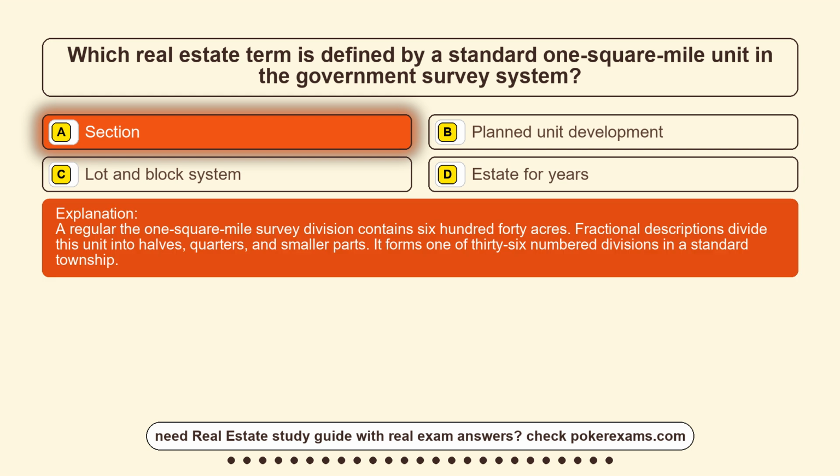A regular 1 square mile survey division contains 640 acres. Fractional descriptions divide this unit into halves, quarters, and smaller parts. It forms one of 36 numbered divisions in a standard township.